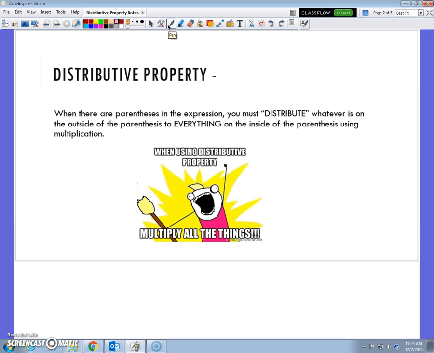The distributive property basically says you get to multiply anything that's right in front of the parentheses times everything inside the parentheses using multiplication. So you get to multiply all the things. For example, if I had a 3 outside the parentheses and I had a 2x plus 1 inside, I would take 3 times the 2x, 6x, and 3 times the positive 1, positive 3. Or if I had negative 2 in front of the 2x minus 1, I would do negative 2 times 2x and negative 2 times negative 1.